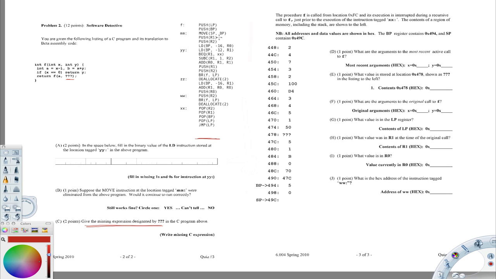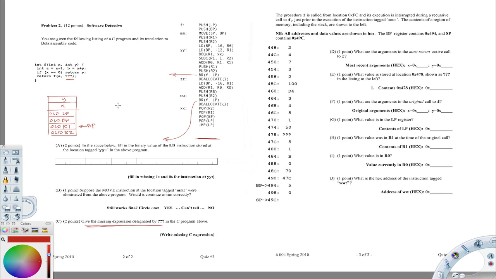We know that this program is going to be expecting arguments on the stack, like we said before, in reverse order, so y and then x all the time. So we have two recursive calls here. Let's figure out what the arguments to those are.